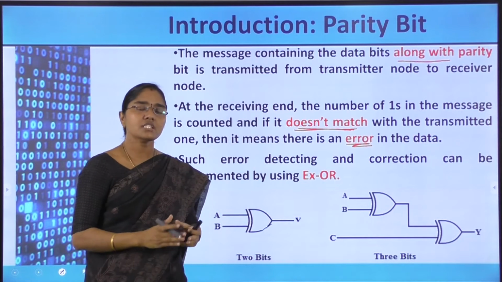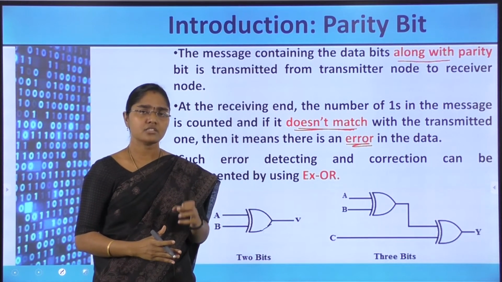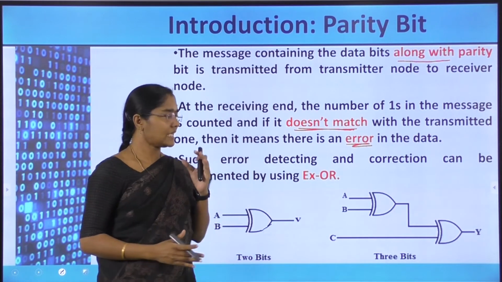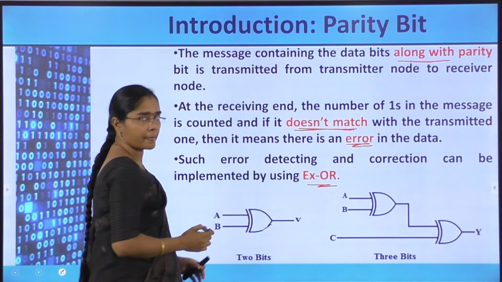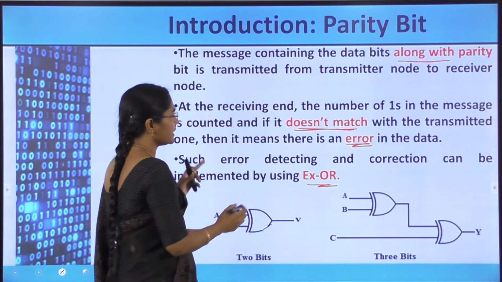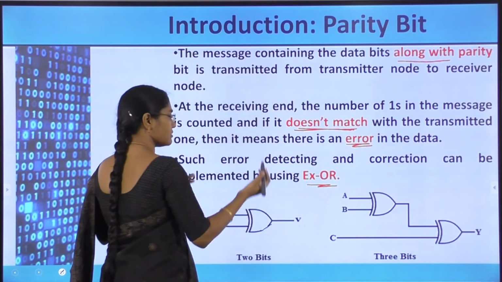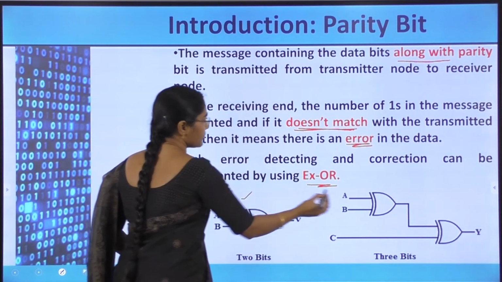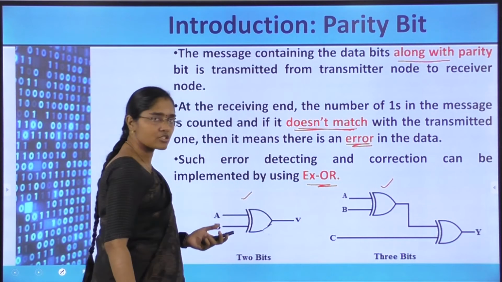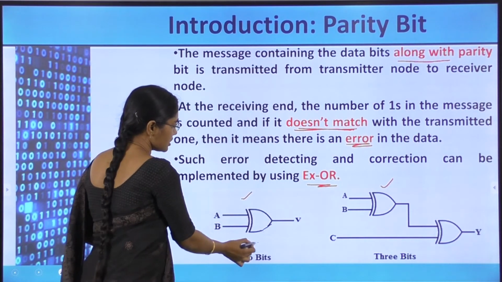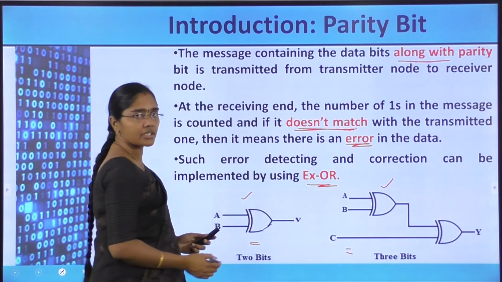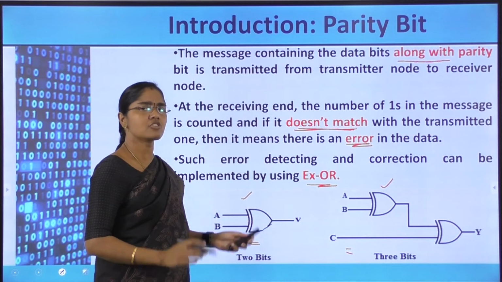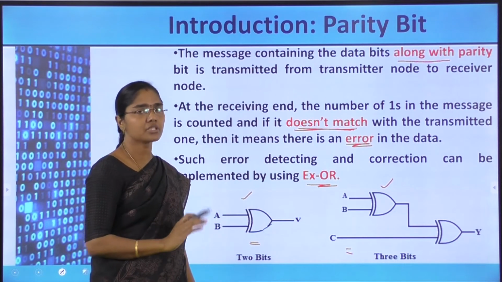Okay. So this kind of parity generators will be implemented by using XOR gates. Like this, error detecting and correction techniques with parity will be implemented with XOR gates simply. It is a 2-bit parity generator, it is a 3-bit parity generator like this. Okay, just XOR gates are going to be used. Just remember this point.